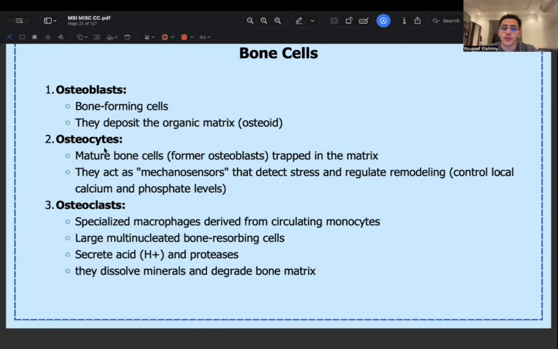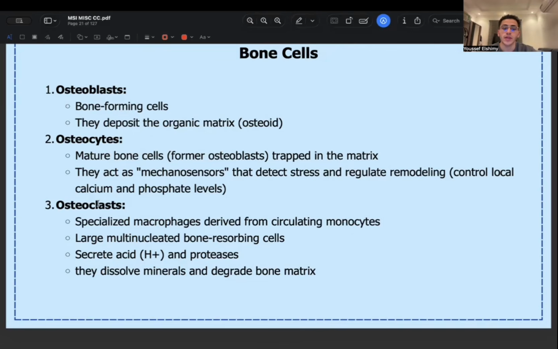Then we have the osteocytes, which are the mature bone cells. They come from former osteoblasts that are trapped in the matrix, and they have an important role in acting as mechanosensors. So they detect any stress and regulate bone remodeling, and they also control the local calcium and phosphate levels.